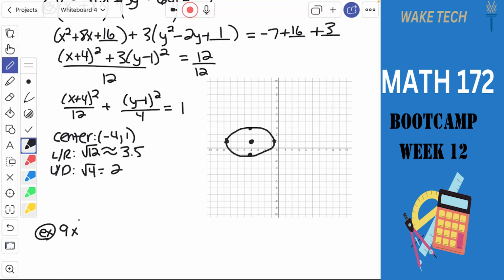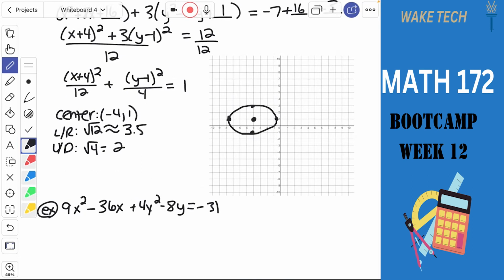This one's the hardest of the ones we've done. We have to actually factor out a number from the x's and the y's both. So 9x squared minus 36x plus 4y squared plus 8y equals negative 31. Give you some time to work on completing the square there. We'll talk about it together, of course, in a couple minutes. If you have questions while you're working, let me know that too.